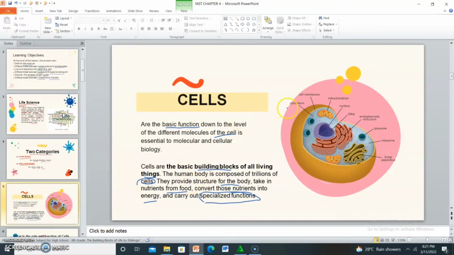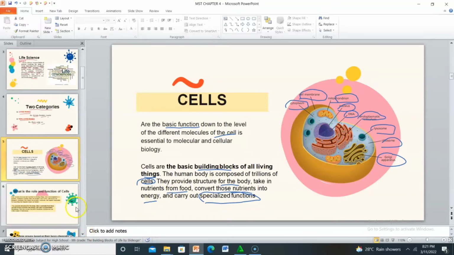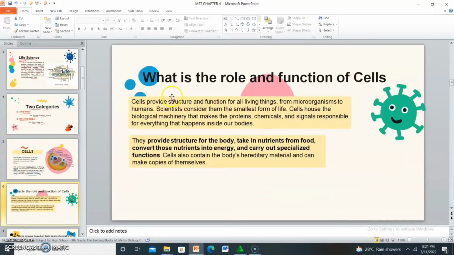Under the cell are the cytoplasm, cell membrane, mitochondrion, nucleus, DNA, endoplasmic reticulum, lysosome, ribosome, and Golgi apparatus. Those are the components, or parts, of the cell. The next one is the role and functions of cells.